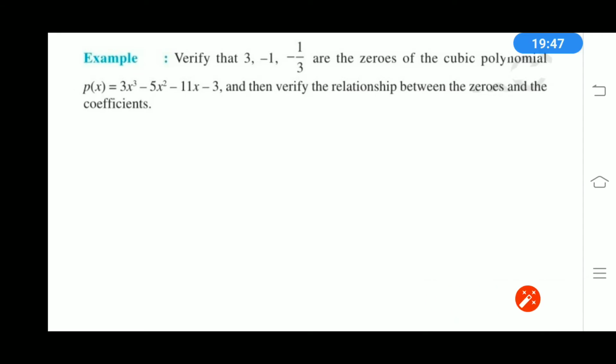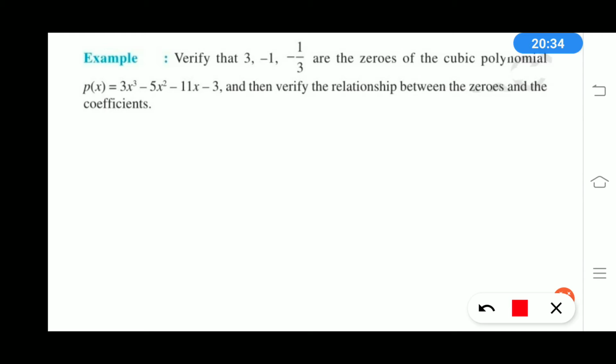Now we solve this problem. Verify that 3, minus 1, minus 1 by 3 are the zeros of the cubic polynomial p of x equals 3x cube minus 5x square minus 11x minus 3, and then verify the relationship between the zeros and the coefficients. Listen students, in the previous problem we found the zeros of the polynomial, but in this problem we prove that 3, minus 1, minus 1 by 3 are the zeros of the polynomial 3x cube minus 5x square minus 11x minus 3. In your question, verify that.